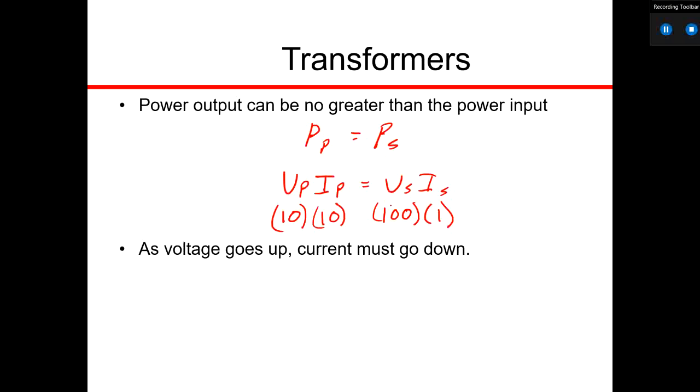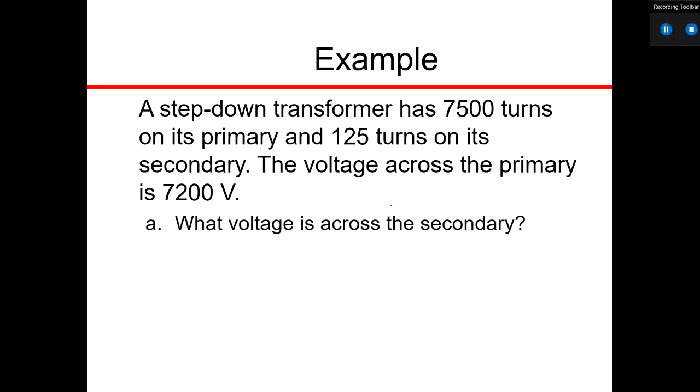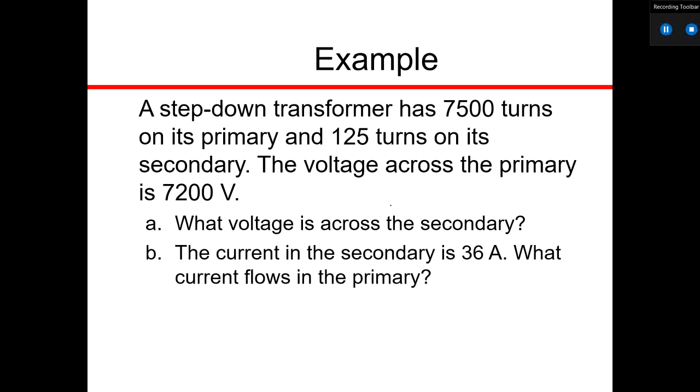Let's take a look at an example. A step-down transformer has 7,500 turns on its primary coil and 125 turns on its secondary. The voltage across the primary is 7,200 volts. Find the voltage across the secondary. And if the current in the secondary is 36 amps, what is the current that flows through the primary?